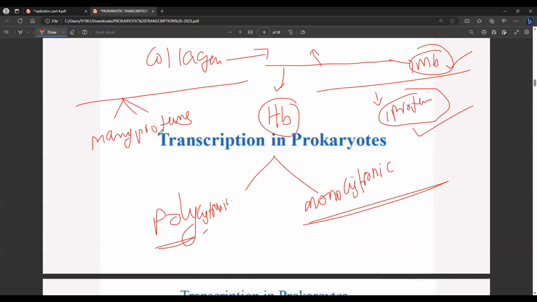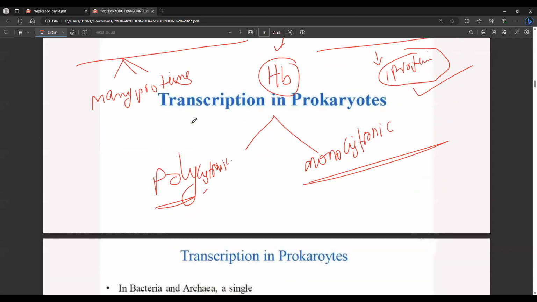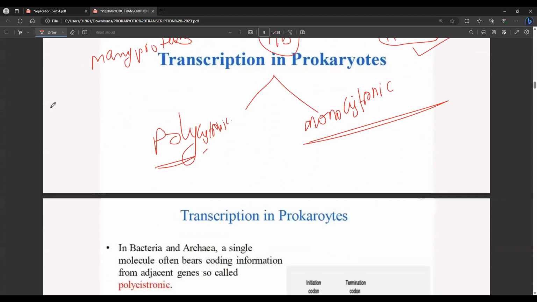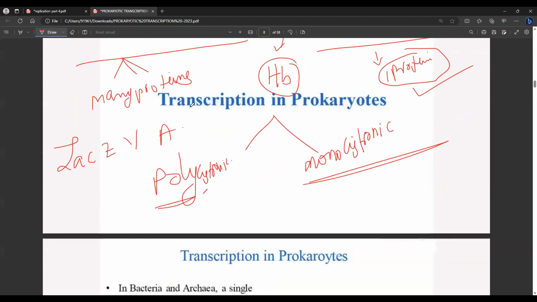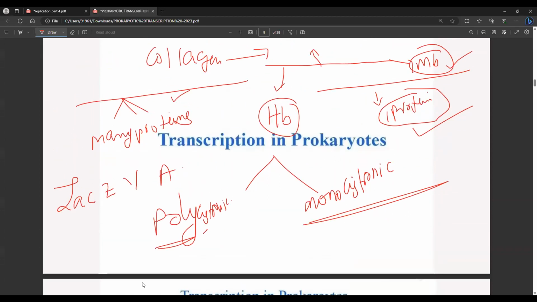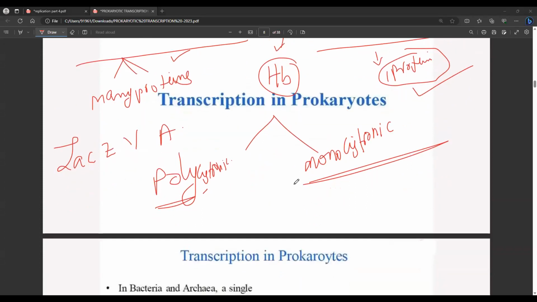But if you look into prokaryotes, one mRNA, multiple proteins. Anyway, we will study this in operons, but you all know, right? In the case of the lac operon, lacZ gene, lacY gene, lacA gene, all can be synthesized from one single mRNA. Correct? That is what we call polycistronic and monocistronic.